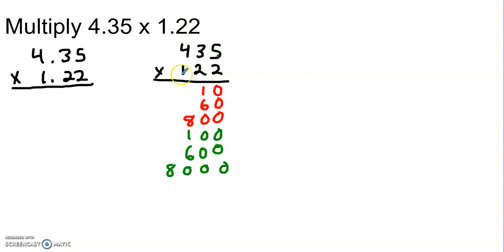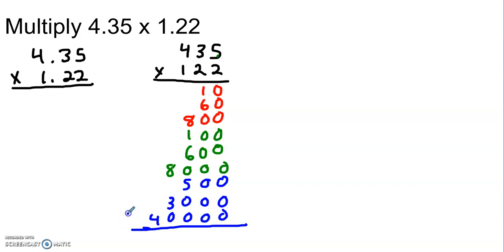And then on this one, we have 100 times 5 gives me 500. 100 times 30 gives me 3,000. And 100 times 400 gives me 40,000. And I know this because 1 times 4 is 4. 400 has 2 zeros, 100 has 2 zeros, so I have to add 4 zeros at the end. And then I just draw my line so that I can add them.